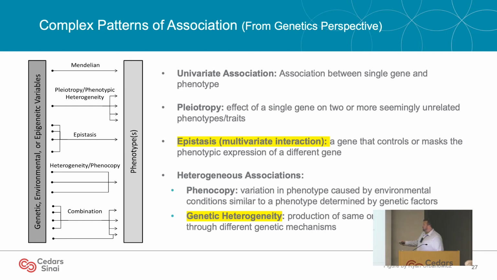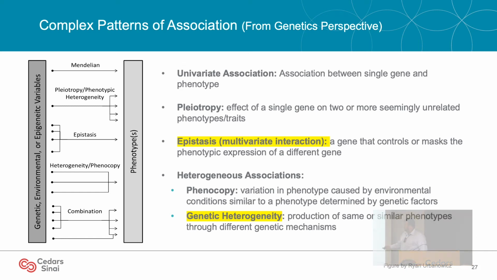Then we have something that we focused on a lot over the years, and that is epistasis, where you have a gene that controls or masks the phenotypic expression of some other gene. And to see this relationship between the predictive variables and outcome, you need to consider all of those features together at once. And this can be computationally challenging depending on the size of your data set.